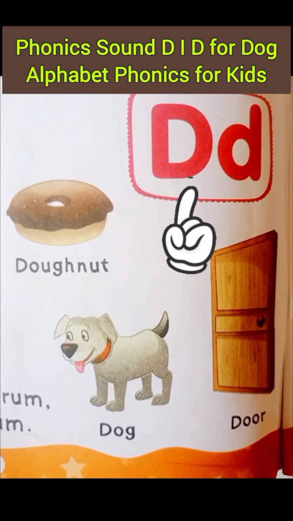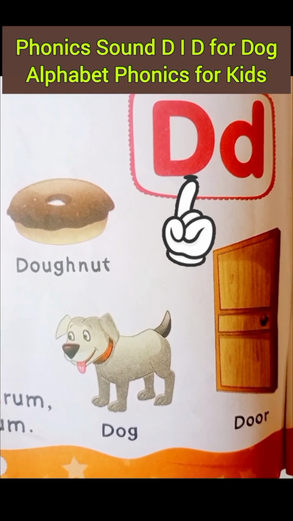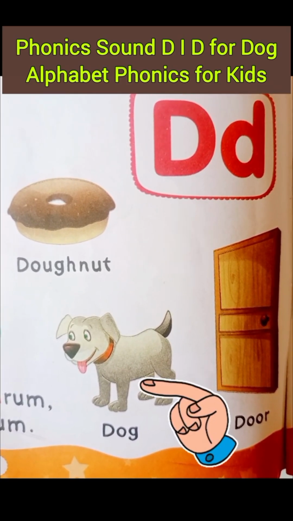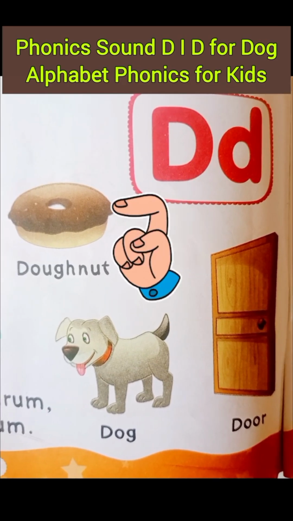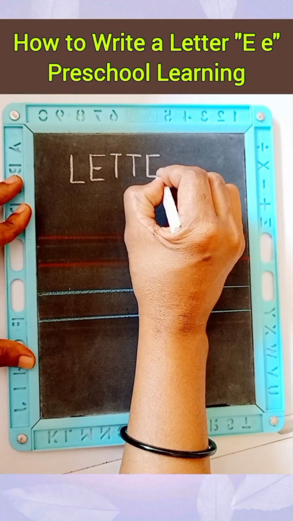Letter D says D. The sound of D is D. D says D dog. D says D donut. D says D door. Write letter E.